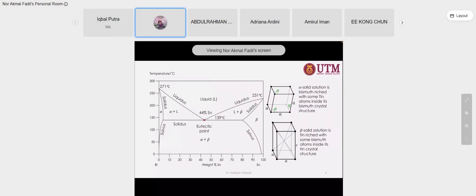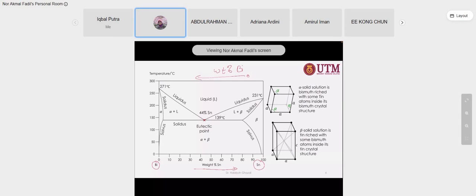This is an example of the bismuth and stannum system. Unlike the previous slide, this one you can see the increase of the amount of stannum. If you read from right to left, you can see the increase of the percentage of bismuth. So either way, it can be both sides as long as you can obtain the right information.